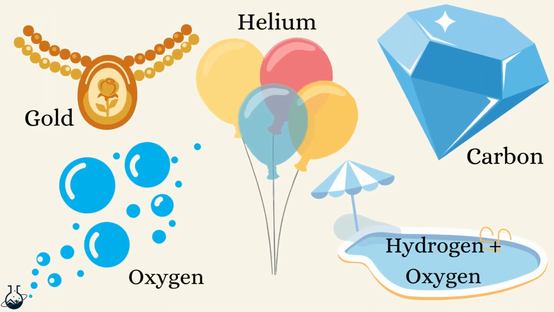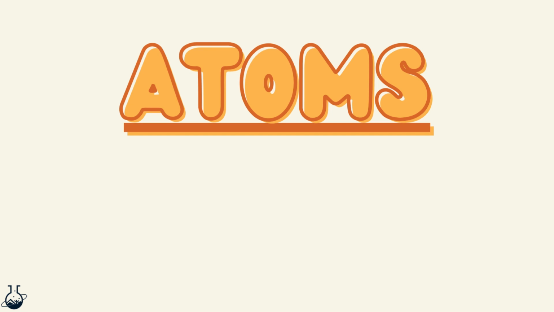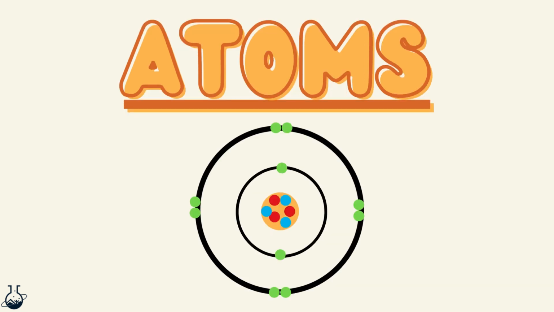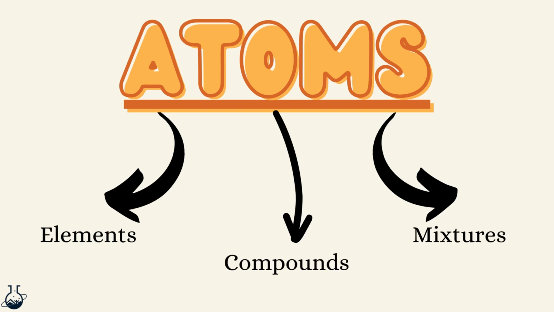If you've watched my other videos, you'll be aware that stuff is made of stuff. Atoms, made of protons, electrons, and neutrons. Atoms are the foundations of elements, compounds, and mixtures. Let's look at the difference between these three things.